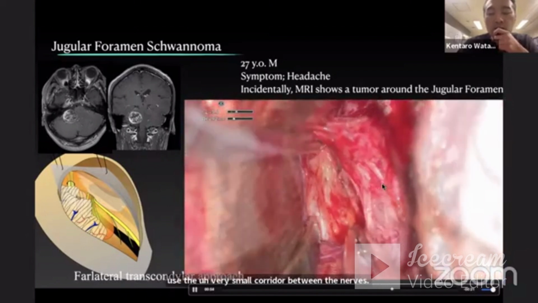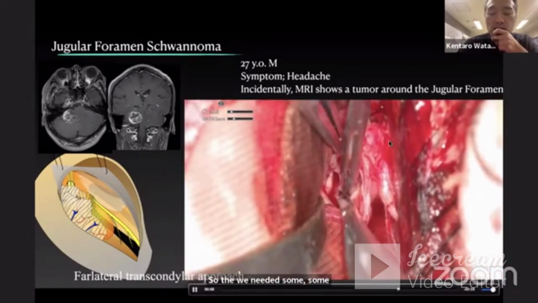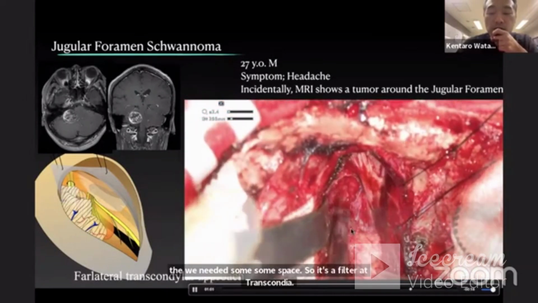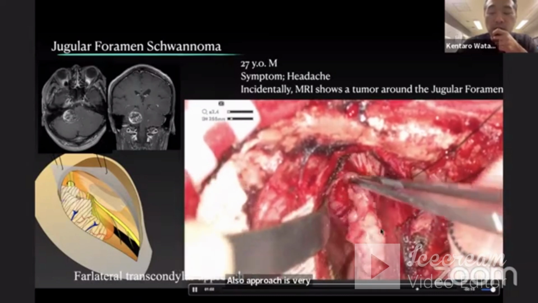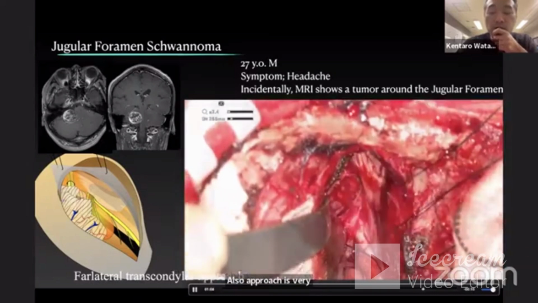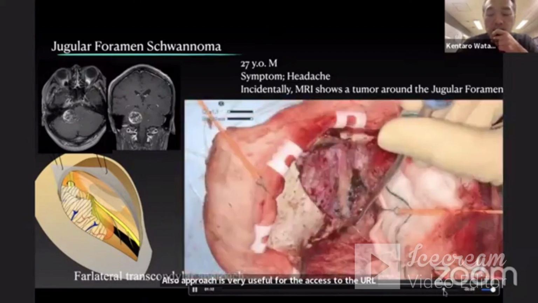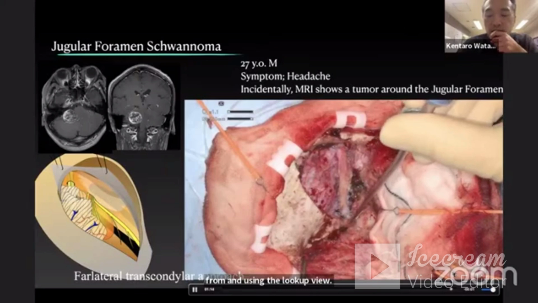So we need some space. The far lateral transcondylar fossa approach is very useful for access to the jugular foramen using the looking-up view. Then after removing the tumors, that's the closure. It's going to look like this.